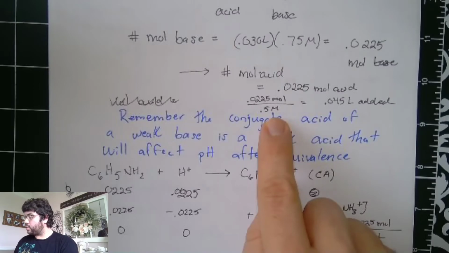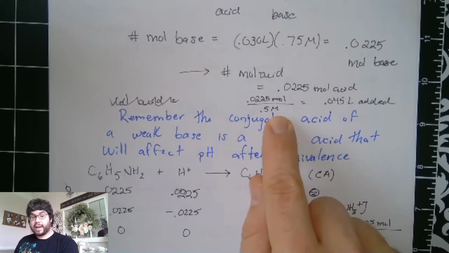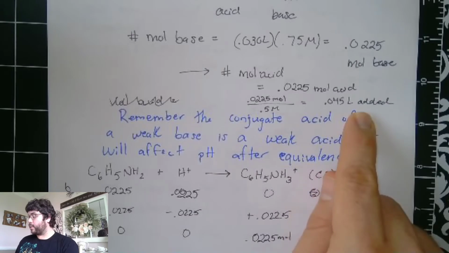Something to keep in mind too: what volume of acid did we add? We'll use this number later. The volume of acid that we added is going to be 0.045 liters to get to that equivalence point.